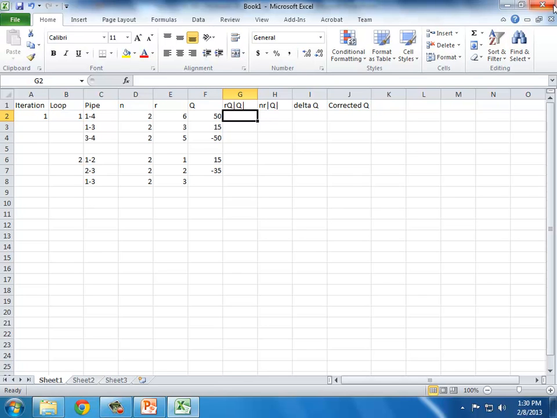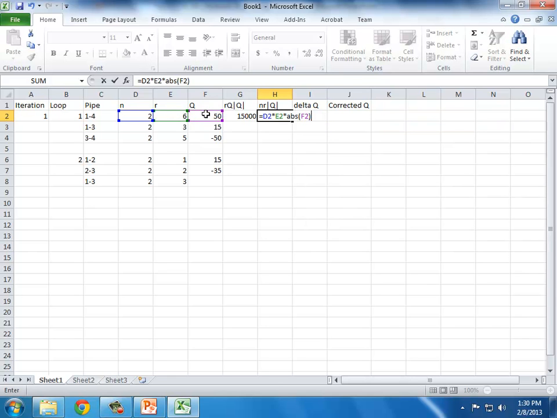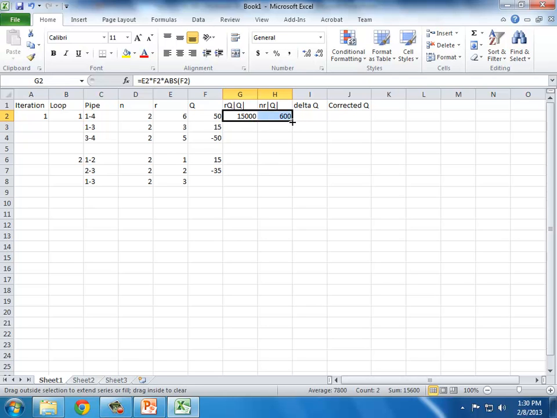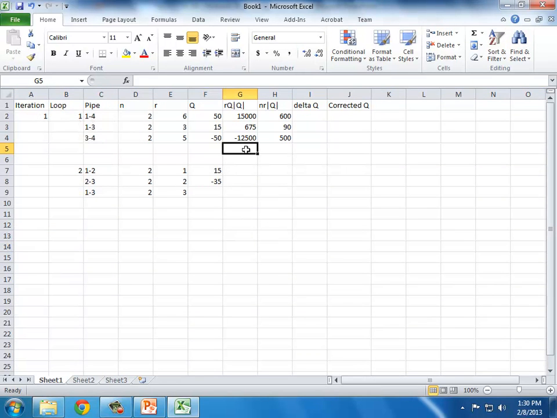Now here's finally the payoff for using a spreadsheet. For calculating this column, we just have to say equals R times Q times ABS for absolute value of Q. And here is N times R times absolute value of Q. And we can drag both of those down so that it applies it. And I'm also going to put in another little space there so that here I can have the sum of these. All right, we got the sum.